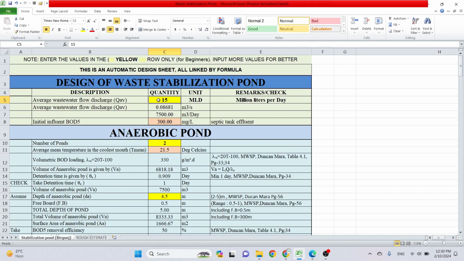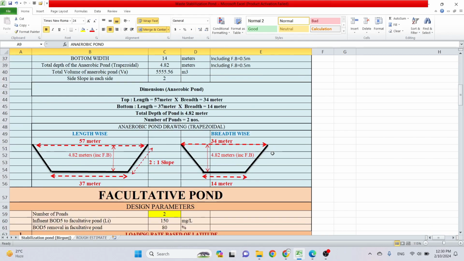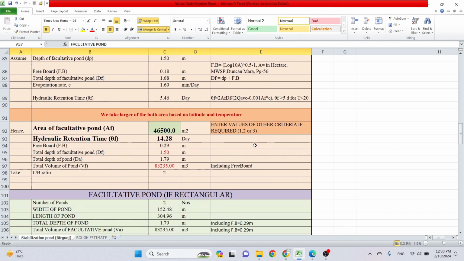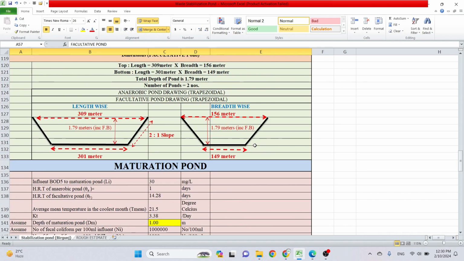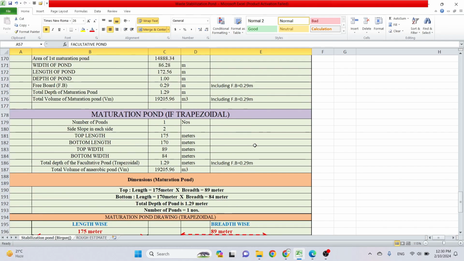This is an Excel sheet for the design of the waste stabilization pond for the domestic wastewater treatment. You just need to enter the average wastewater flow into this Excel sheet, like I'm entering 10 million liters of sewage per day. Then you will get the design of the anaerobic pond, the drawing of the anaerobic pond, the facultative pond, and the drawing of the facultative pond, and also you will get the design of the maturation pond and its drawing.